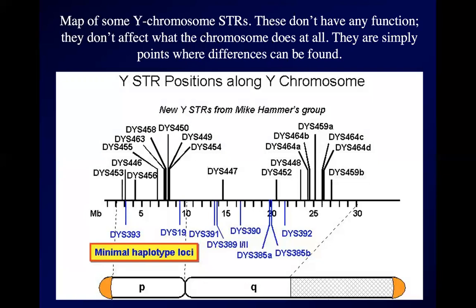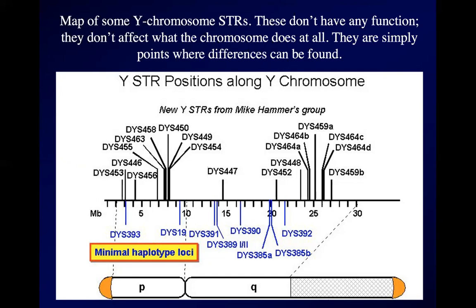This is a map of some single tandem repeats on the Y chromosome. They're just given code numbers, DYS 453, 446, 454, 459, yeah, they're just given numbers. The majority of these, by the way, don't actually do anything. There are some cases, like, for example, the gene for Huntington's disease, where too many STRs can actually cause defects in gene function. But for the ones that we're talking about here, they don't actually do anything. So they're not really subject to natural selection because they have no effect on survival.